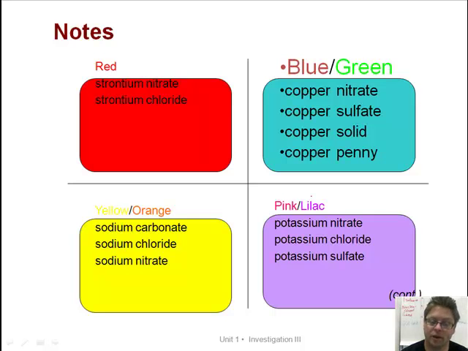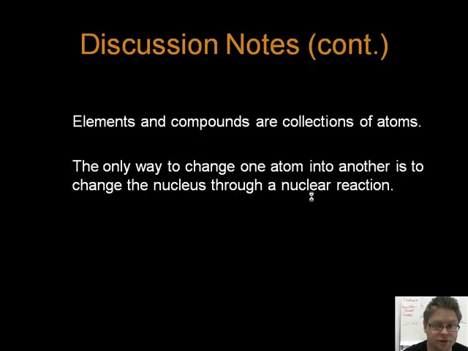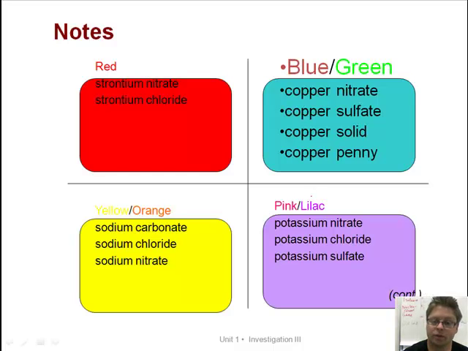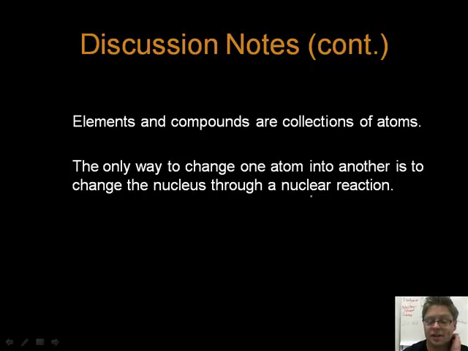The nonmetals, the nitrates, the chlorides, the carbonates, those all did not influence the color you saw. So it was just the metal in solution that did that, or the metal, like in the copper case, it was solid. That's because elements and compounds are collections of atoms. The only way to change one atom into another is through a nuclear reaction. So tossing them in fire didn't change them. Okay? It heated them up, it altered them in some way.